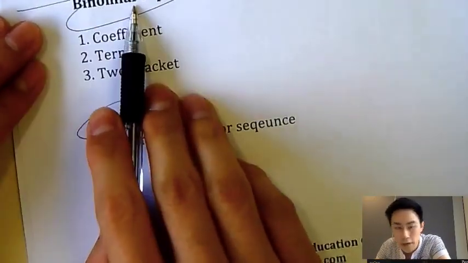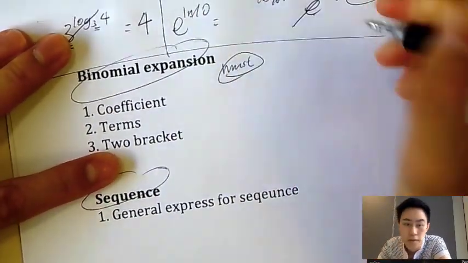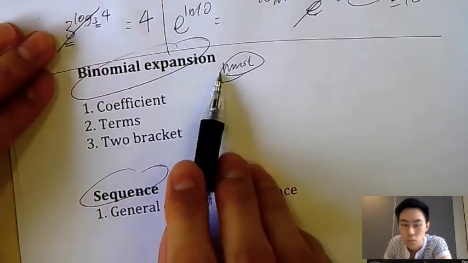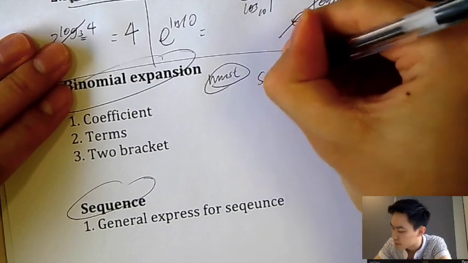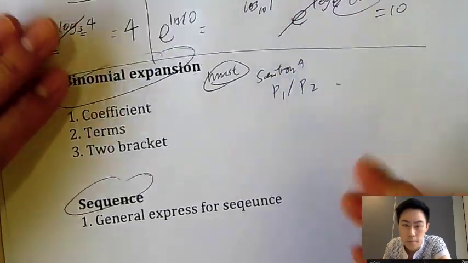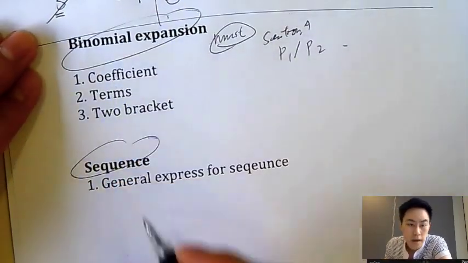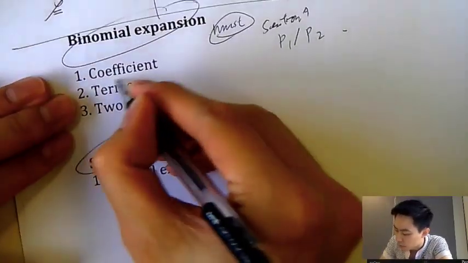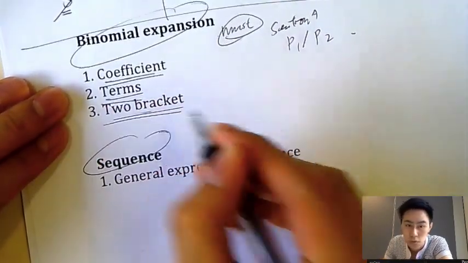For binomial expansion, this is a must question in your IB exam. You will definitely see one question in your IB exam, usually in section A, either in paper 1 or paper 2. So it can be a calculator or non-calculator paper question. There are 3 basic question types: finding the coefficient, finding the terms, and 2-bracket questions.